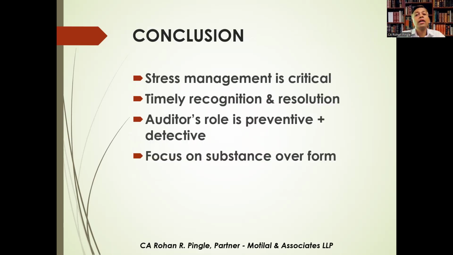Moving further, we are now at the conclusion of today's discussion. Stressed assets are not just a compliance issue, but a financial stability concern. As an auditor, we must look beyond the documentation, focus on economic substance, and ensure transparency. A strong audit approach ensures better recovery, reduces NPAs, and improves banking discipline.